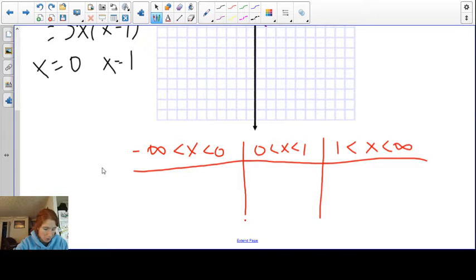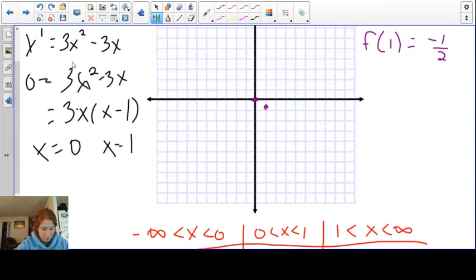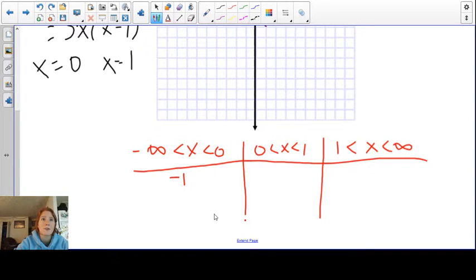So for example, this first one has to be less than 0. So I'm going to plug in negative 1, and I'm going to plug that negative 1 into my derivative. What I'm wanting to do here is to see what kind of value I get. I don't actually care what value you get. I want to see what kind of value.